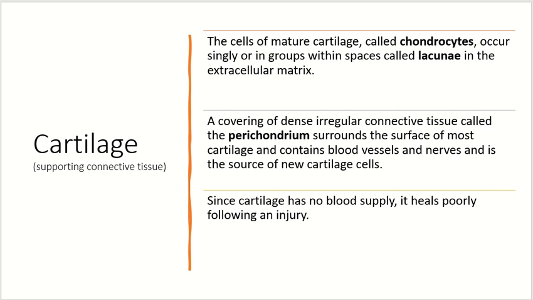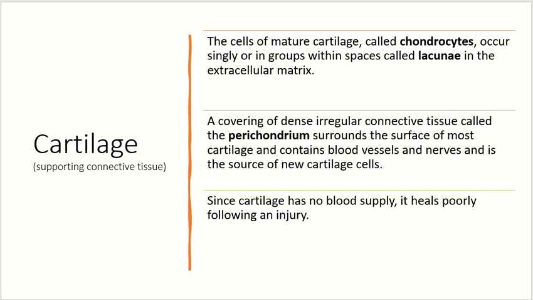A covering of dense irregular connective tissue is going to be called a perichondrium, and this is going to surround the surface of most cartilage. It's also going to contain blood vessels as well as nerves, and it's also going to be an excellent source of new cartilage cells.